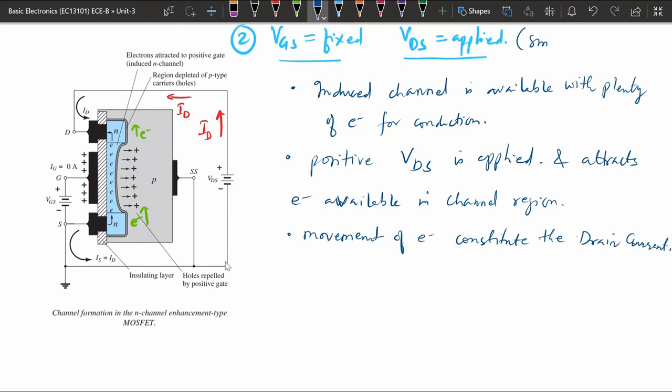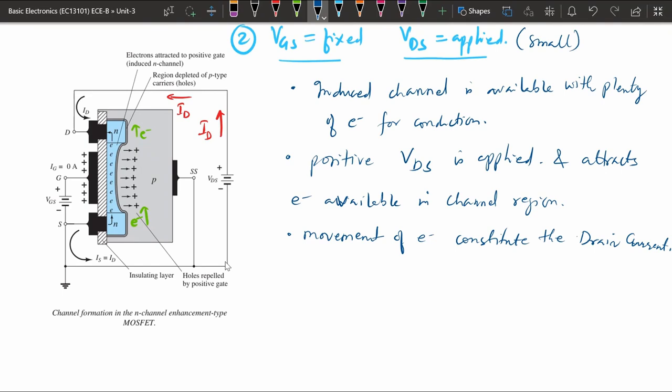Okay, so once we have seen this, this is the case when we are applying the VDS, but this VDS is small. We have applied the VDS, but with this VDS small, this type of phenomena will be taking place. And there also, as we apply the VDS, we can just see between this, this is an N-type and this substrate is P-type. So this is N and P, so there is a diode available because of this N region and P region.